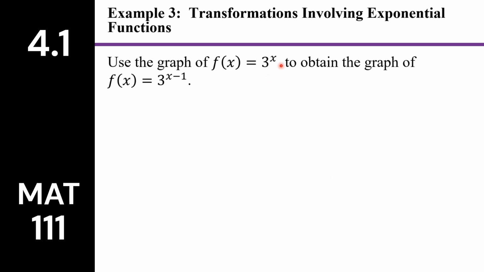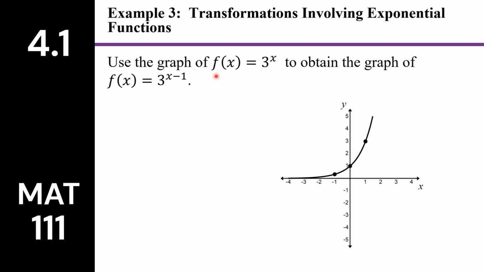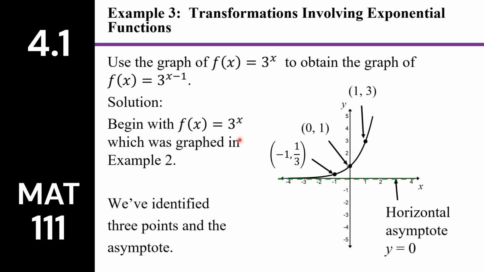We want to use the graph that we did earlier of f of x equals 3 to the x, and we want to use a transformation to get the graph of 3 to the x minus 1. Here is our graph of f of x equals 3 to the x. We did this in example 2. These are 3 of the 4 points we looked at that time.